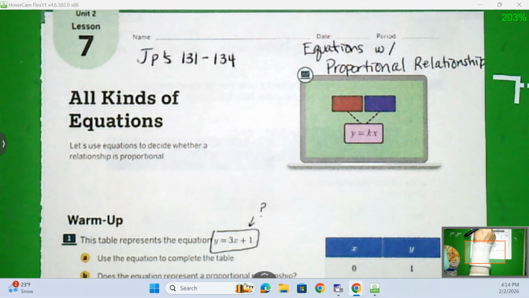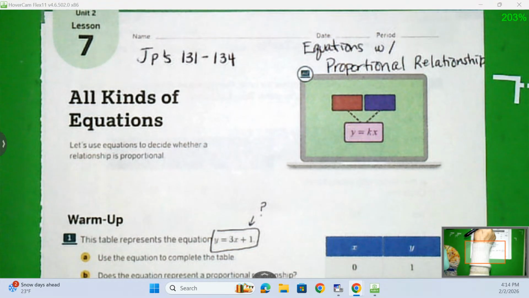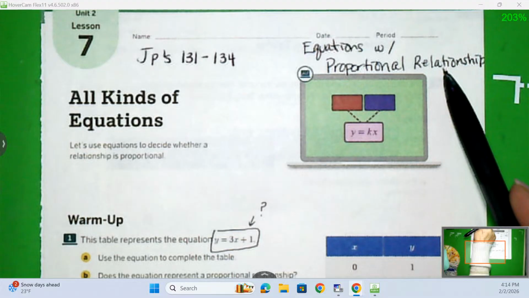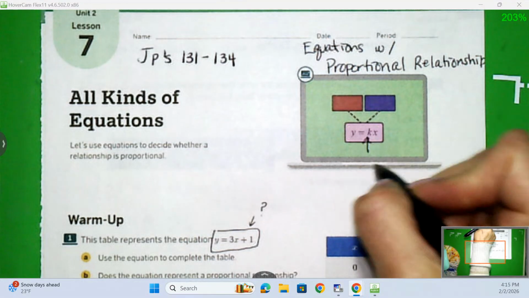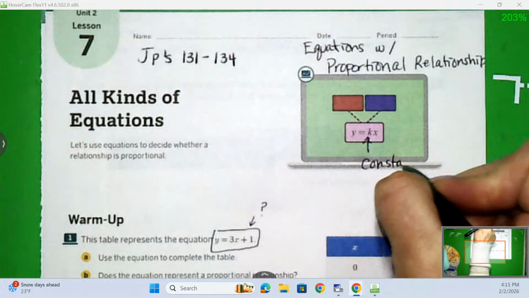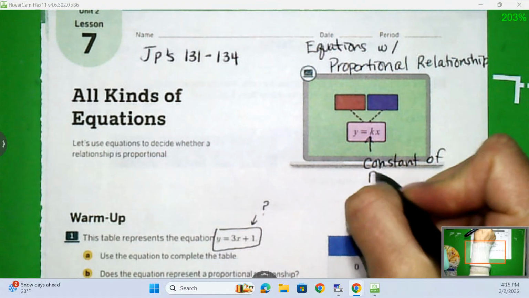Okay, this is lesson 7, titled All Kinds of Equations. In your Amplify Desmos, these are the slides for it, but this time we're going to use journal pages 131 to 134 to complete the work. Equations with proportional relationships are in the form y equals kx, where k is the constant of proportionality.